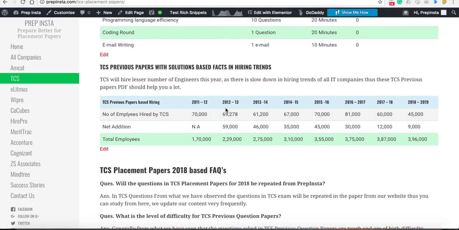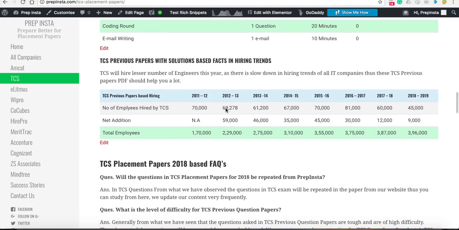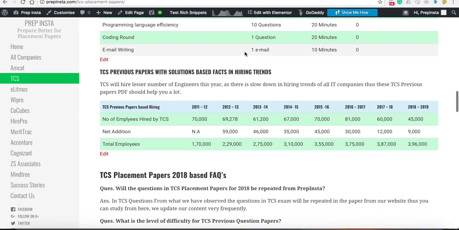Coming to the next round, that is the coding round. Now the coding round is very tough, and also TCS is hiring very few people this year. So if you don't get the output in this round, you're not going to the next round. Maybe if the coding question is very hard for the whole batch, and you've got a partial output, then you may go to the next round.